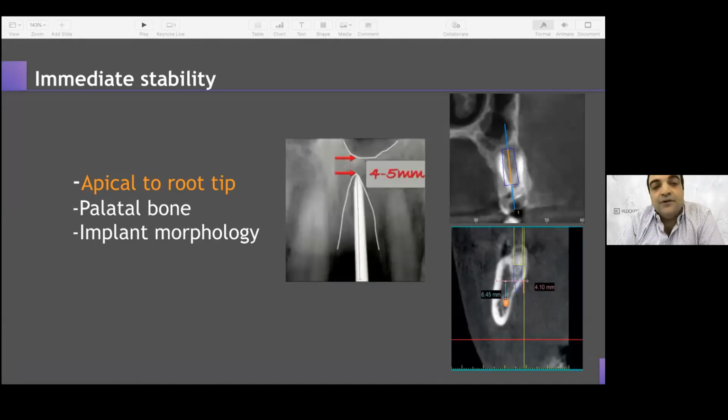So how will we get our immediate stability? If we don't place our implant in the palatal bone, we have to check if we have 4 to 5 millimeter apical to the root apex. And there we are going to have our immediate stability. But there is some anatomical limitation for that. For example, in the posterior maxilla, we have to check the location of the sinus floor, but still it's not a contraindication. We can always do extraction and place immediately our implant after doing an internal sinus lift.